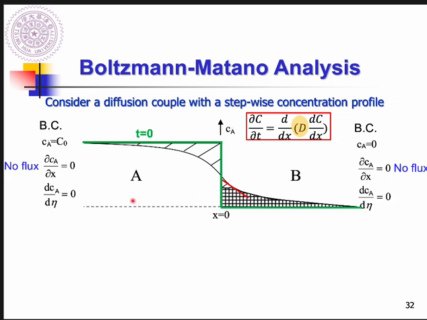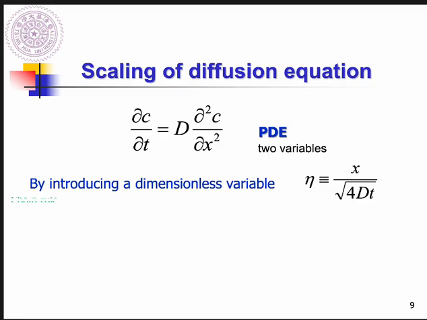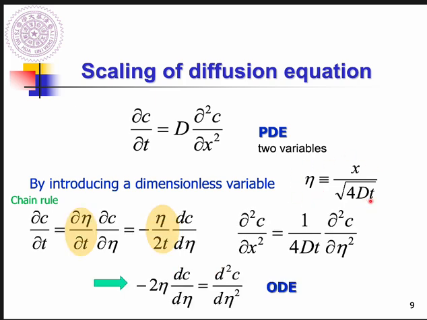Next, in order to get how the diffusivity changes with concentration, we need to solve this differential equation. Do remember how we solved the diffusion equation before, in the prior slide, slide 9, page 9. We introduced the dimensionless variable eta to convert it to an ordinary differential equation, right?